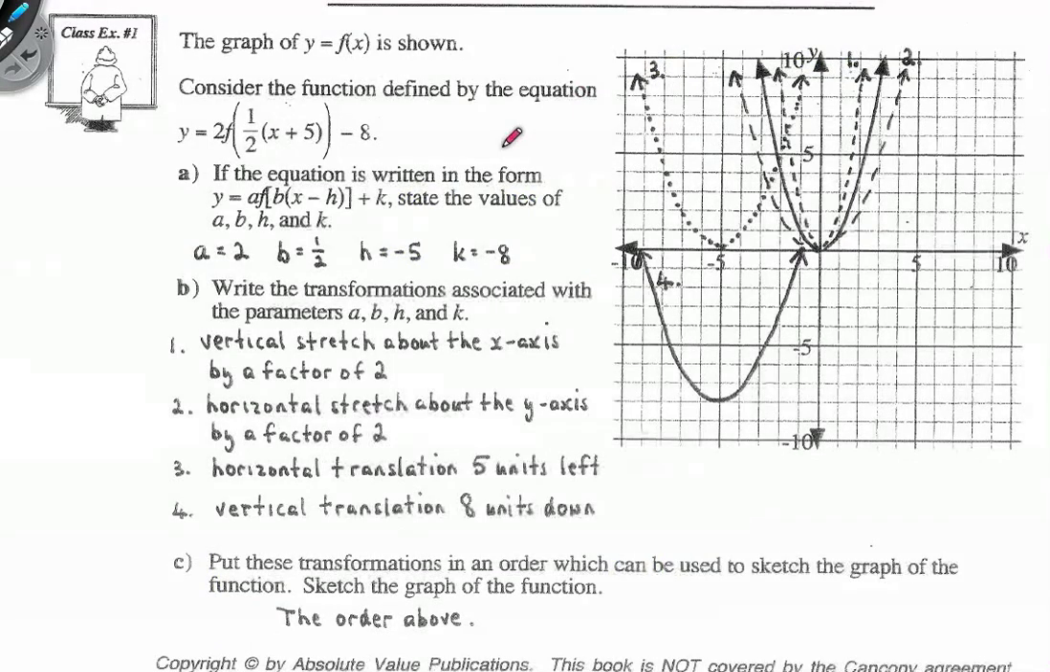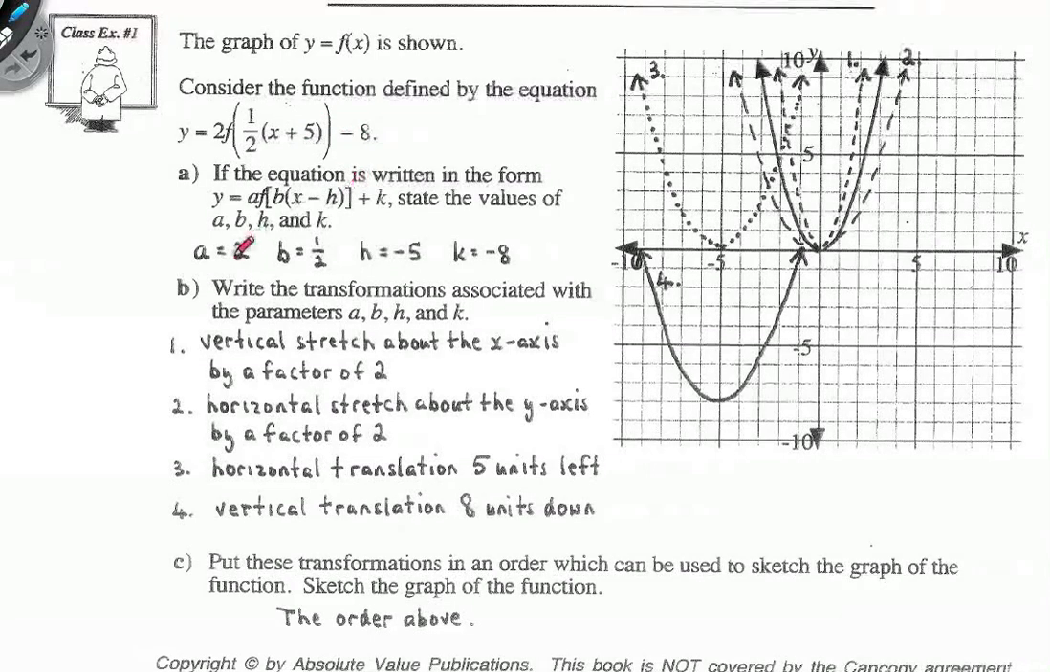Okay, class example 1. I'll let you look over this, but consider this graph. Consider the function defined by y equals 2 f of (1/2)(x plus 5) minus 8. So you can see what's happened here. It's a vertical stretch by 2. It's an expansion by 2 horizontally. We're moving it to the left by 5 and down by 8.